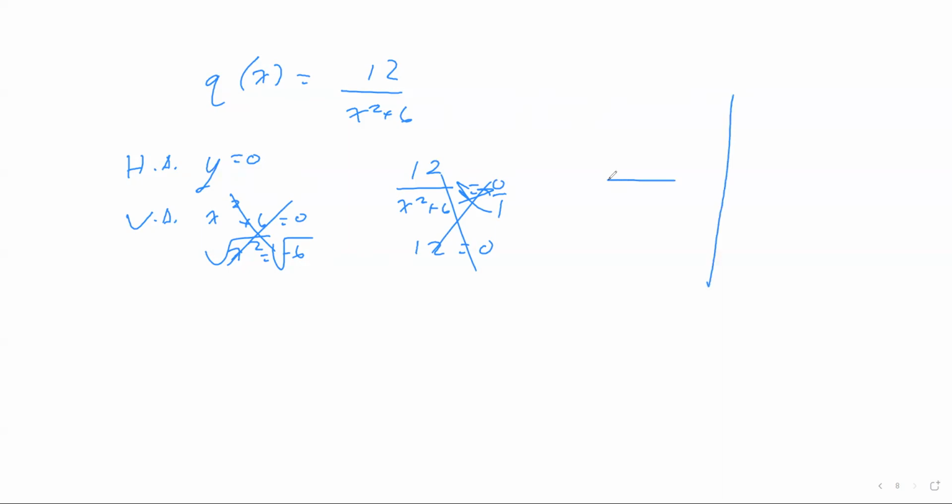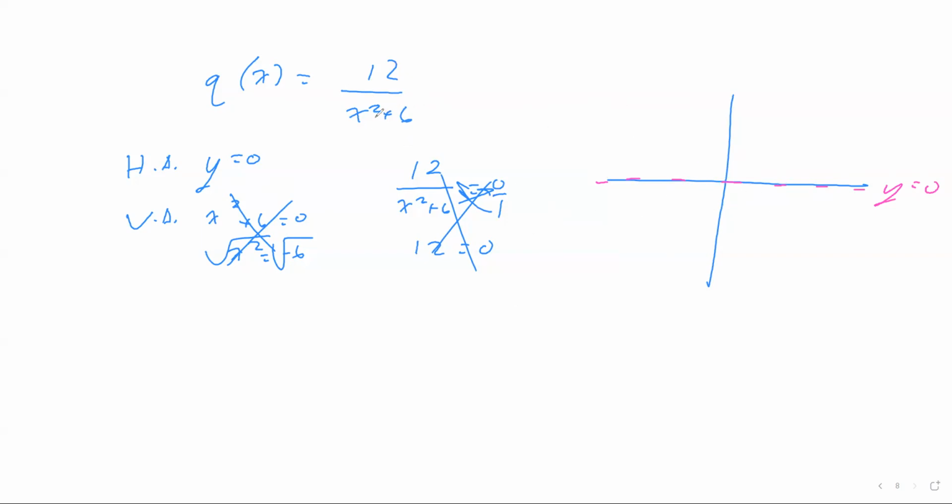So this is what I know so far. I have a horizontal asymptote at y equals 0. I have no vertical asymptotes. I have no slant asymptotes. So I just need to figure out what this graph is doing. So what I'm going to do is, let's plug in some numbers. Let's figure out where we're at.